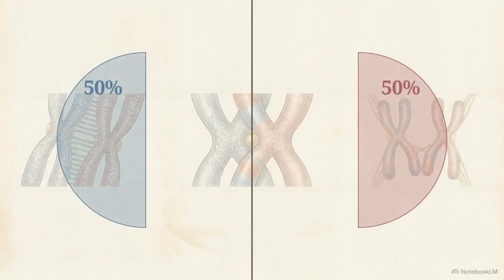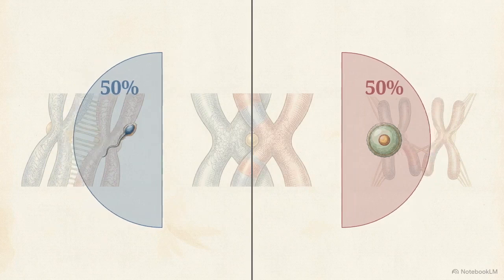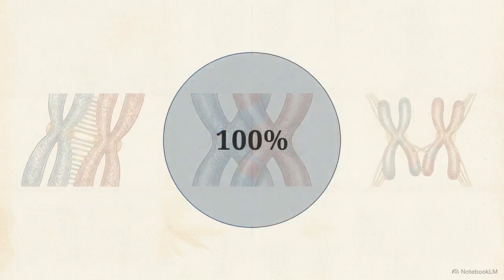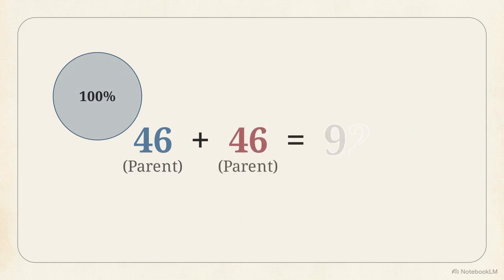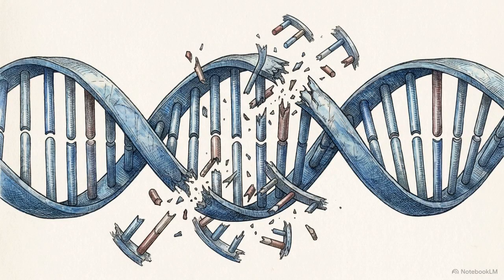Think about the basic math of human reproduction. A child inherits exactly half of their genetic material from their mother and half from their father. If human cells simply combined their DNA during fertilization, the resulting child would have twice as many chromosomes as their parents. Within a few generations, the genetic code would become so overloaded it would break down.